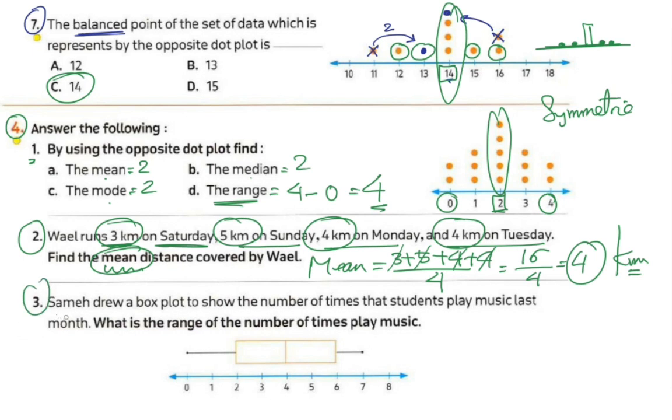Last point here, Sameh drew a box plot. This box plot shows the number of times that the student played music last month. The question is, what's the range of the number of times they played music? We have this point as the minimum and this point as the maximum. So if I subtract the maximum value minus the minimum value, that's equal to the range. So the range equals what? Equals 7. Let's go to the last part of our assessment.